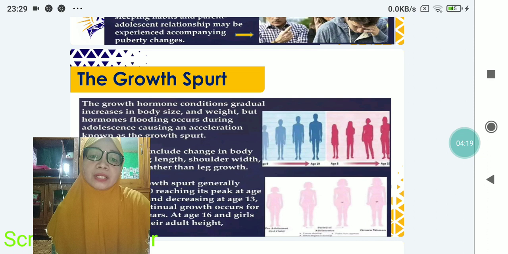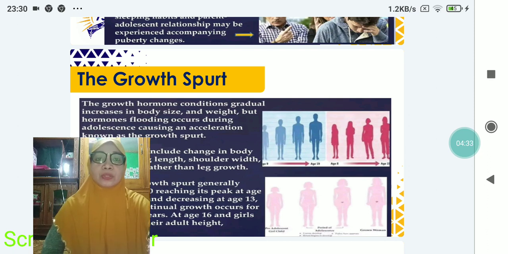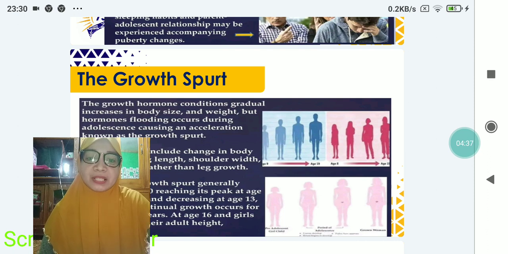And the growth spurt. Growth hormone conditions a gradual increase in body size and weight, but hormone flooding occurs during adolescence, causing an acceleration known as the growth spurt. Body changes include change in body dimensions: leg length, shoulder width, trunk growth rather than leg growth. In girls, the growth spurt generally begins at age 10, reaching its peak at age 11 and a half, and decreasing at age 13, while slow continual growth occurs for several more years. At age 16, girls reach 98% of their adult height.